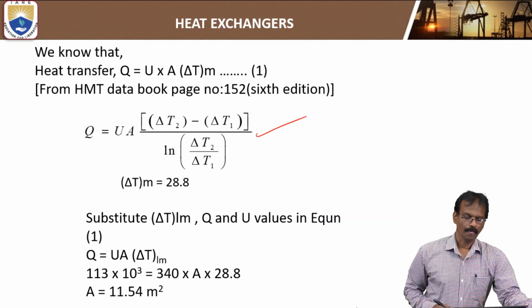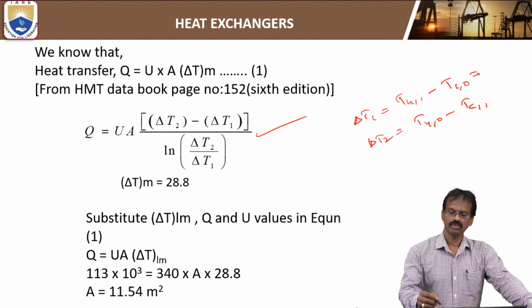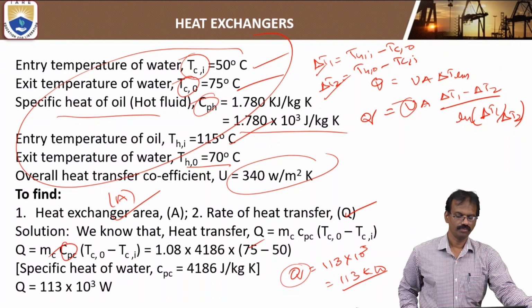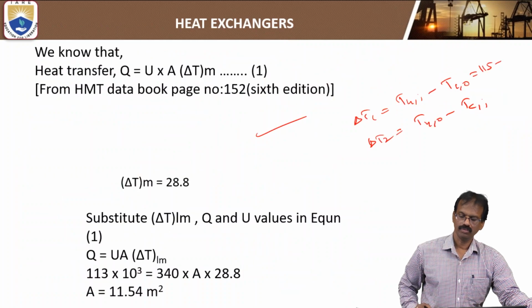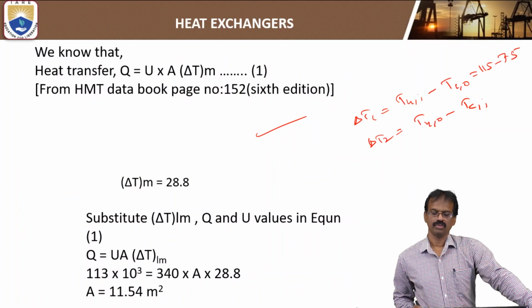Then you can substitute this. Delta T1 is equal to hot fluid inlet minus cold fluid outlet. Delta T2 is equal to, for counter flow, TH0 minus TCI. Hot fluid inlet 115 minus cold fluid outlet, 75. So 115 minus 75. So this is the value. It means 40, 25, 30.